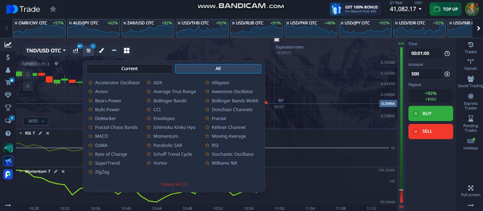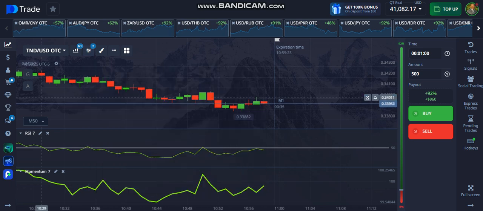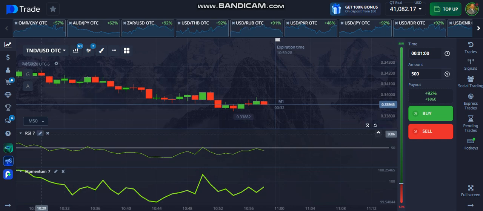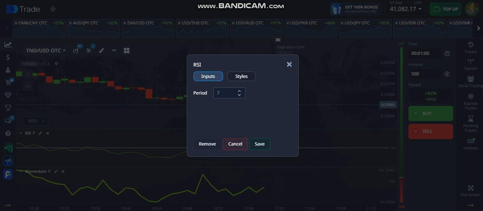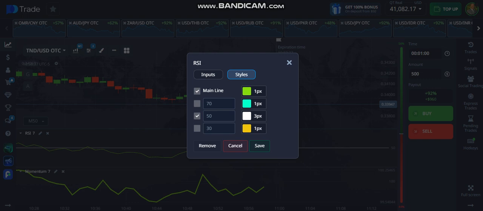Okay, so we have here on the chart, and so in my RSI setting, when I click on the pencil icon, I have my period set to 7. And in the style settings, I've unclicked the 70 and the 30 line. We just want the 50 line. So we're going to disable the 70 and the 30 line. And I increased the 50 line to 3 pixels here.